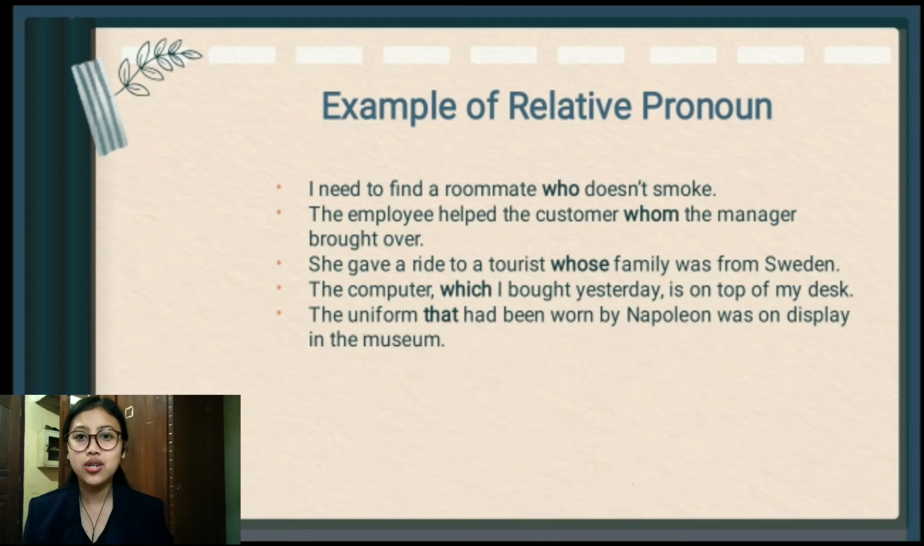Next is about which and that. Which and that are used in relative clauses that describe objects or animals. In general, the word which is used to introduce non-essential information and that is used to give important information.